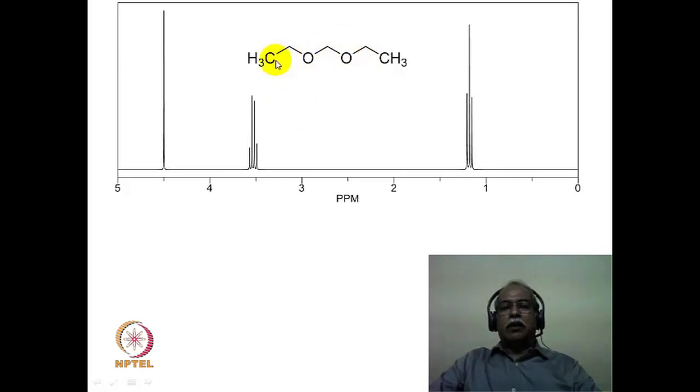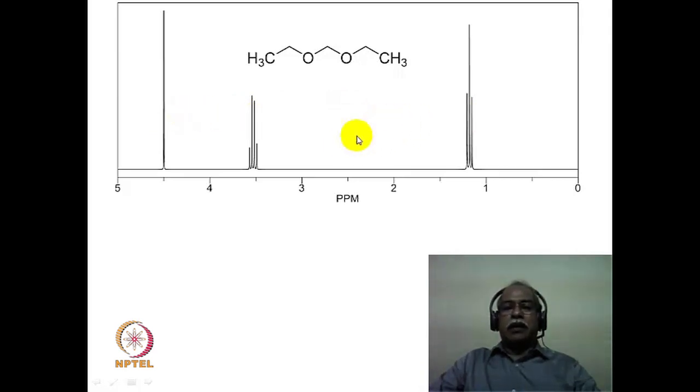Then you have an ethyl group on this side, another ethyl group on this side. Because of the molecular symmetry, these two ethyl groups are identical in terms of their chemical environment. So a single set of a quartet and a triplet is what you see for both the ethyl groups. So the integration ratio would correspond to 2 hydrogens here, 4 hydrogens here and 6 hydrogens here in terms of the relative intensities.